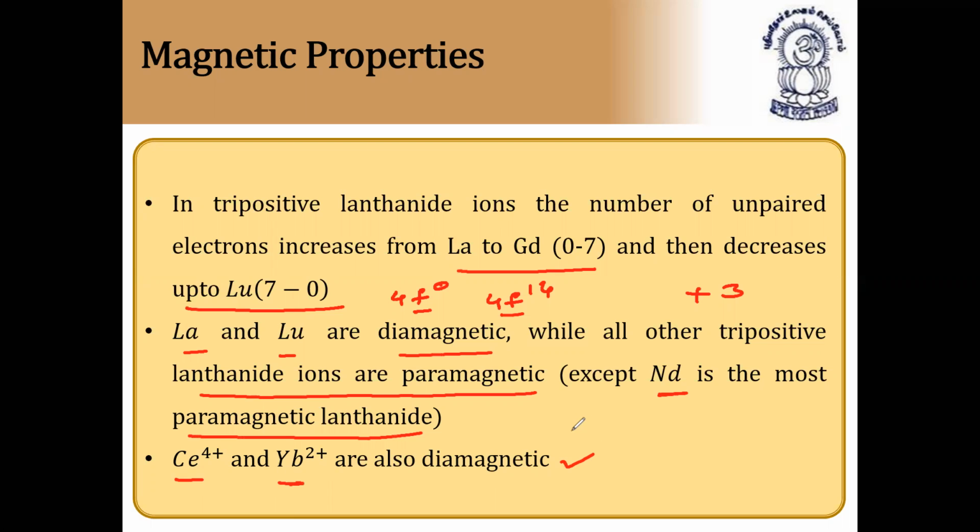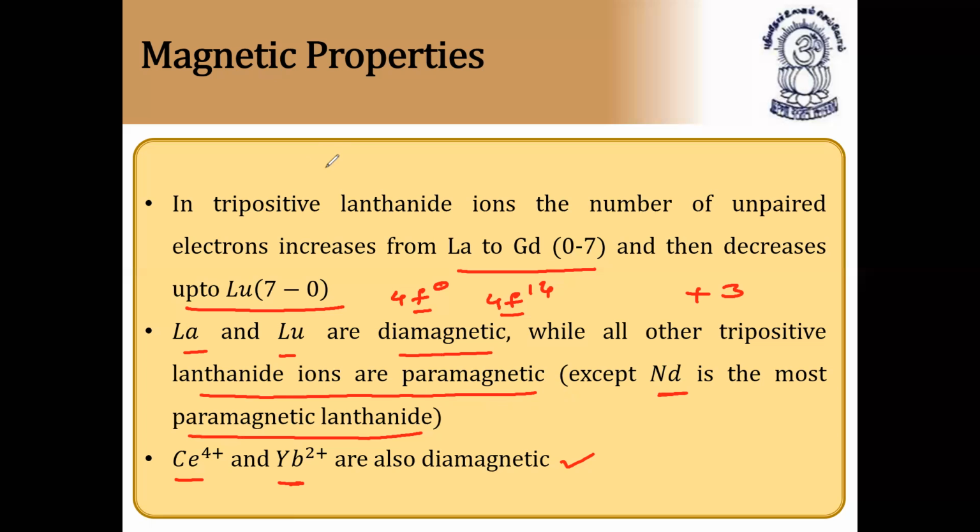If the ion or the substance contains unpaired electrons, we can say it is paramagnetic. If the ions contain no unpaired electrons, or completely filled electrons, we say it is diamagnetic. So in lanthanides, we have only two substances which are diamagnetic. One is La+3 and the other is Lu+3.